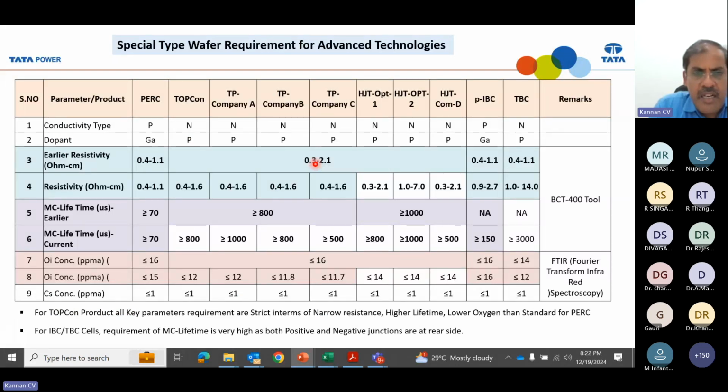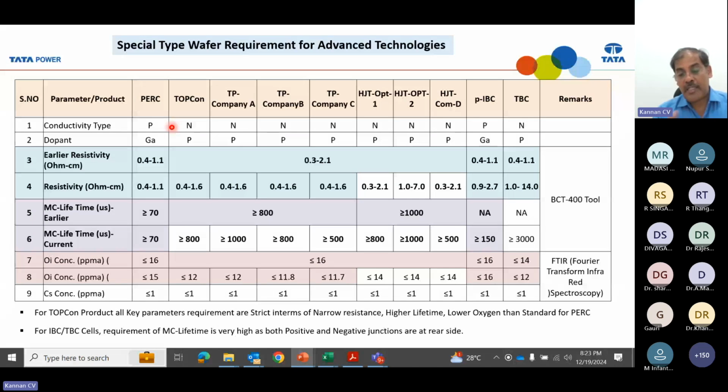This table shows the different cell technologies, what kind of resistivity wafer they normally use for each technology, what dopant they use, what the earlier resistivity was, and how the industries are changing their requirements in terms of resistivity, minority carrier lifetime, and carbon and oxygen concentration. A few years before, the technology was different. At that time, the requirement and quality of wafer were different.